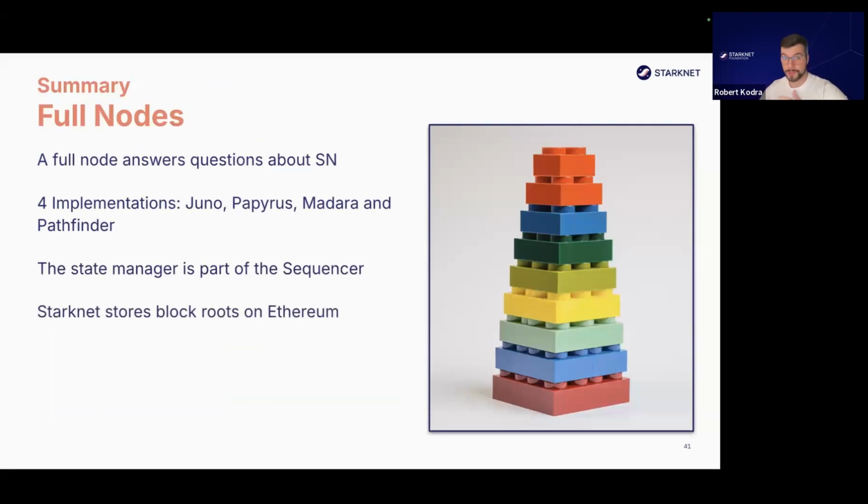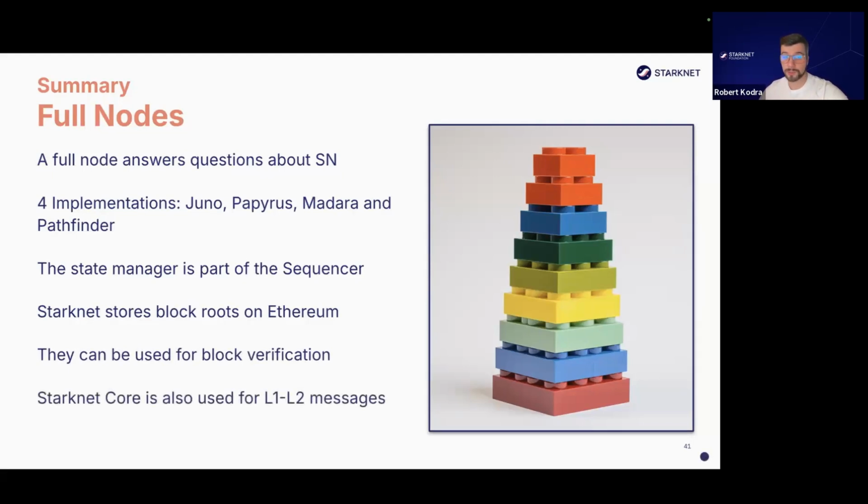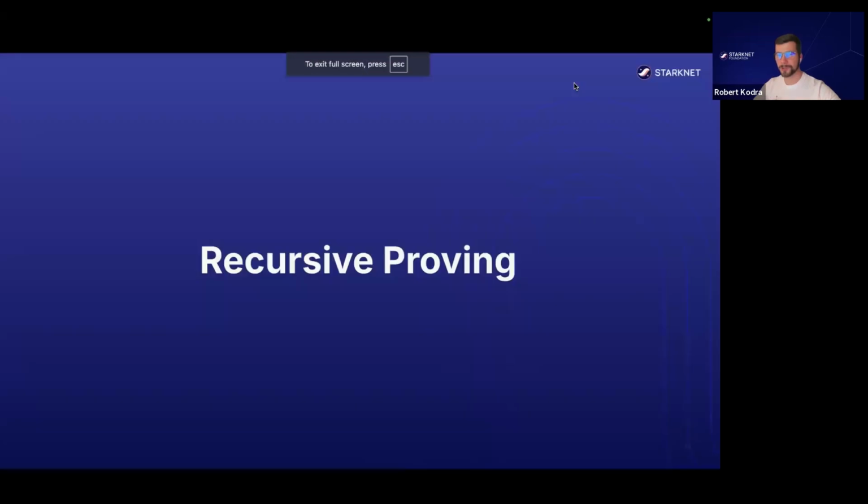Starknet stores the block roots on Ethereum, and this is to do the syncing on layer 2 full nodes. They can also be used for block verification. Starknet Core is also used for layer 1, layer 2 messages, but we won't get into that because it's a more complicated subject. For the last part of this session, we're going to talk about recursion, especially recursive proofs, or recursive proving.